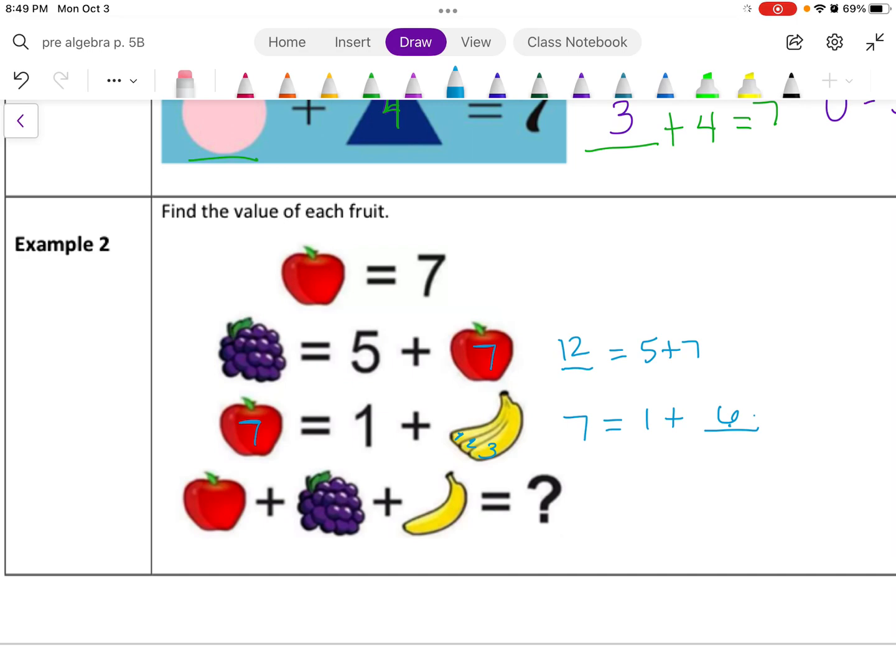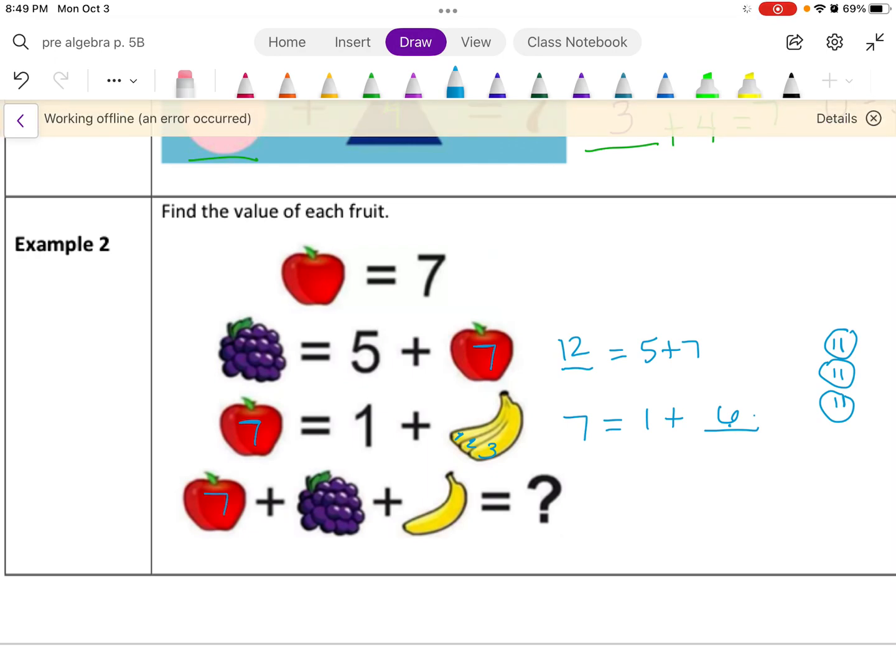Well, we can think about this in groups. If I have 6, 3 groups of that, each group is worth 2. So a banana is worth 2. So they told us that an apple was 7. We used that to figure out that a grape is 12. And then we also used that to figure out that a banana is 2. So 7 plus 12 plus 2 would be 21.